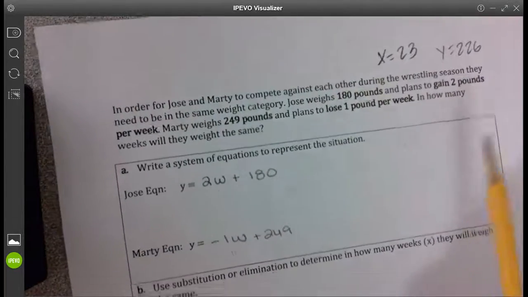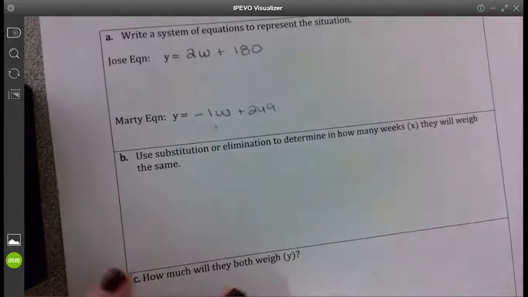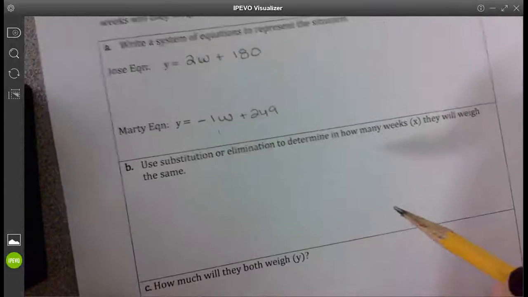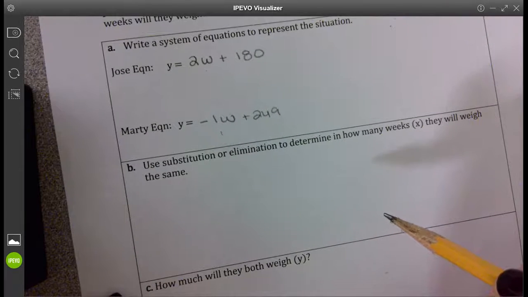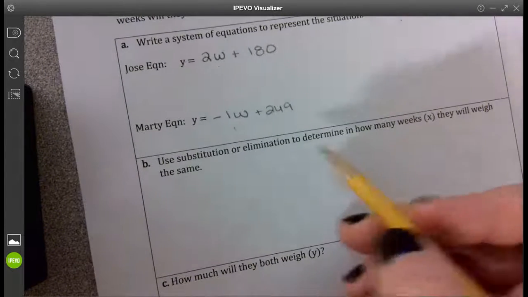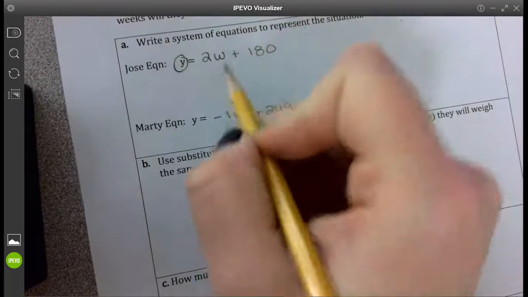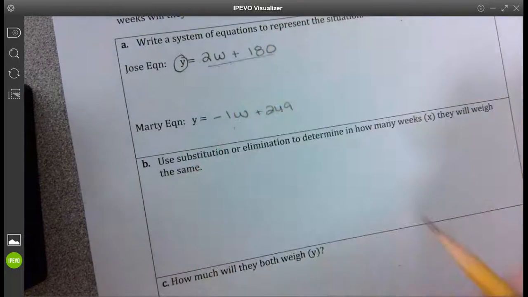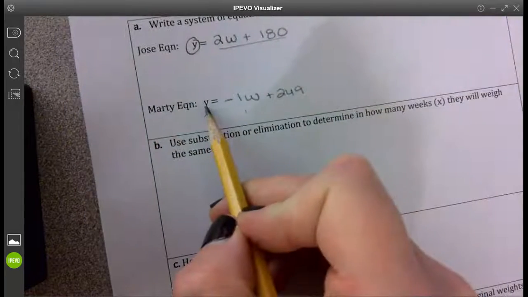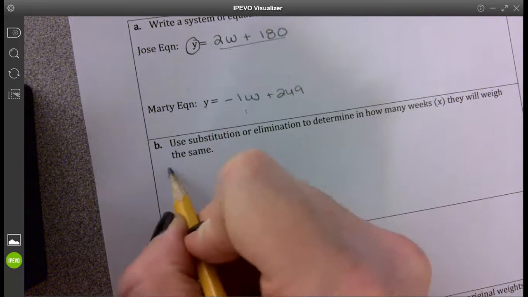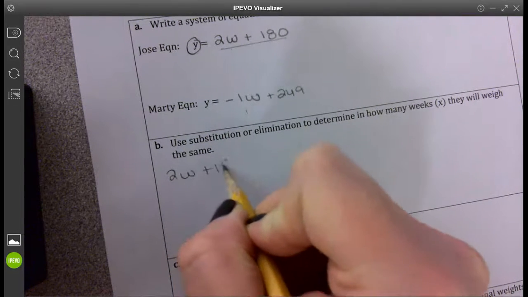We know what our answer is though. But here it says use substitution or elimination to determine how many weeks they will weigh the same. Well, the substitution method is every time I see a y, I can replace it with 2w plus 180. So I'm going to go over to this y, and replace it with 2w plus 180.